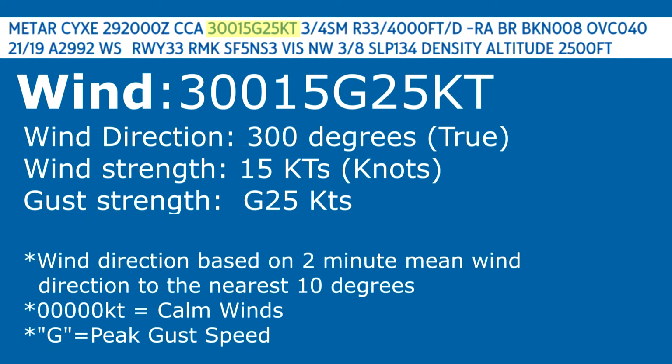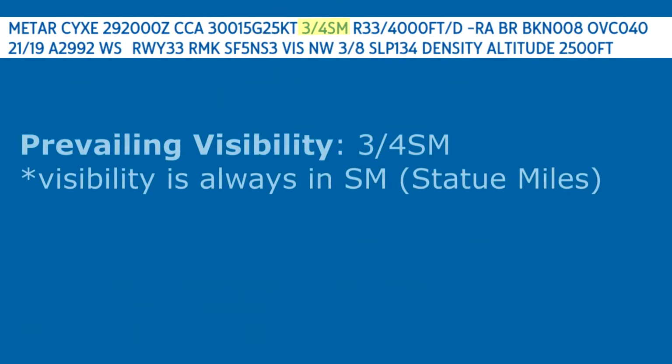Next we can see there's a letter Golf associated with the 25 knots. What that means is peak gust speeds are preceded by the letter Golf. So this is the peak gust speed of 25 knots that it's encountering at Saskatoon. Moving on, we have prevailing visibility, which is 3/4 statute miles. Visibility is always reported in statute miles here in Canada, so you see the SM at the end of it.